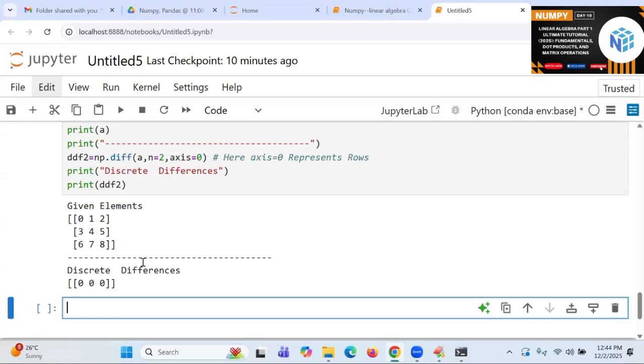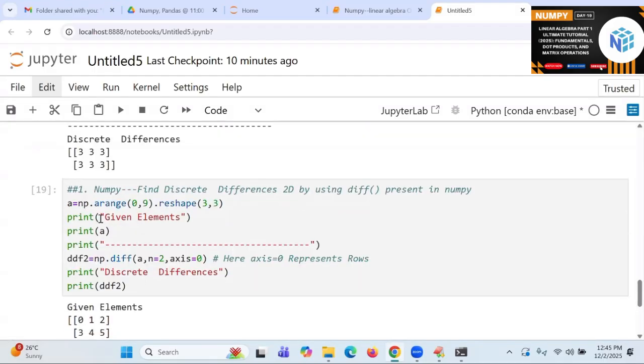Are you getting it? So that is reduced to what? 3 rows are there. How many discrete differences? 2 times. 5 values are there, 4 times discrete differences. 3 rows are there, reduced to what? 2 times. A single row is coming.